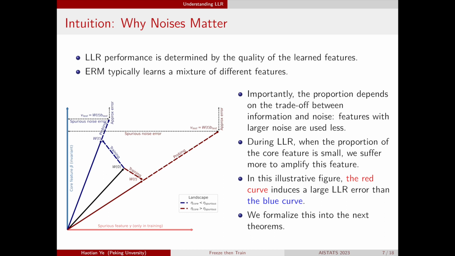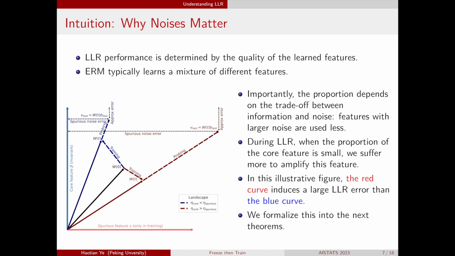So why does noise matter so much in terms of LLR performance? In fact, LLR performance is determined by the quality of the learned features. Intuitively, the better the learned features are, the better the performance will be. In practice, ERM will typically learn a mixture of different kinds of features, both spurious features and core features. Importantly, the proportion of different kinds of features depends on the trade-off between a feature's information and noise. Features with larger noise are used less. As a result, during last layer retraining, when the proportion of the core feature is small, we will suffer more to amplify this feature, which can explain why LLR no longer works in such a case.